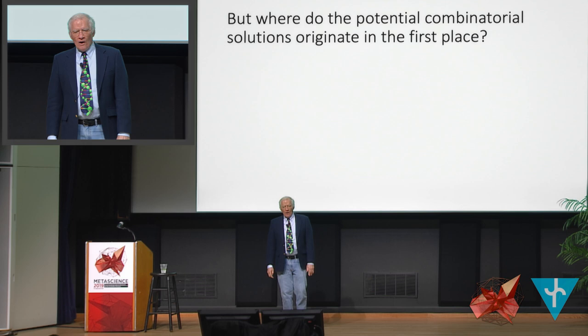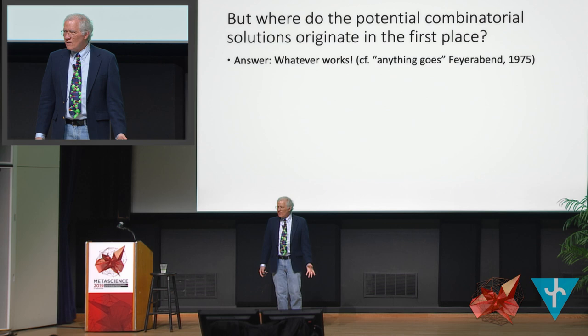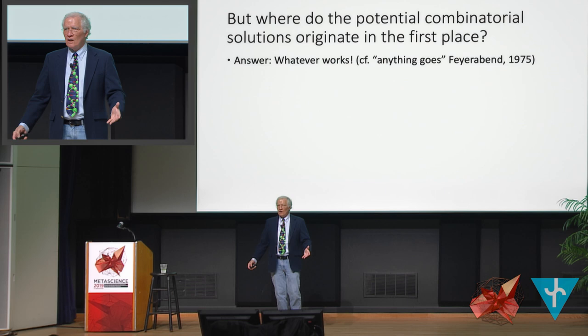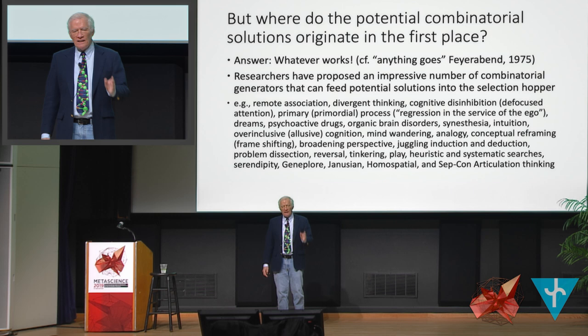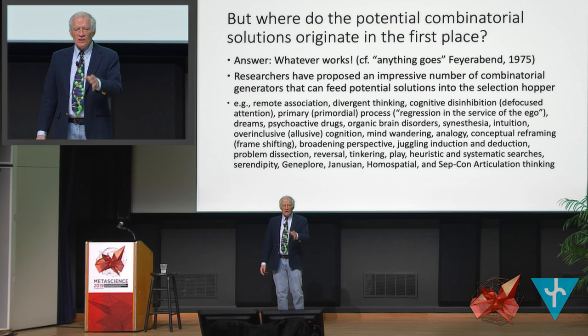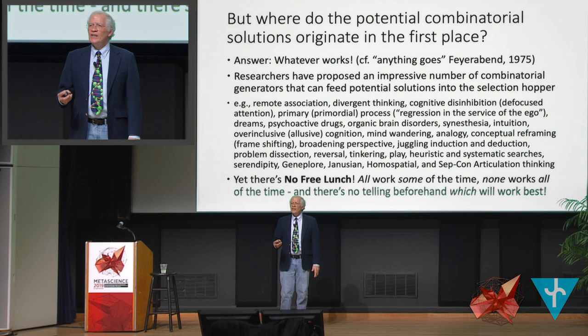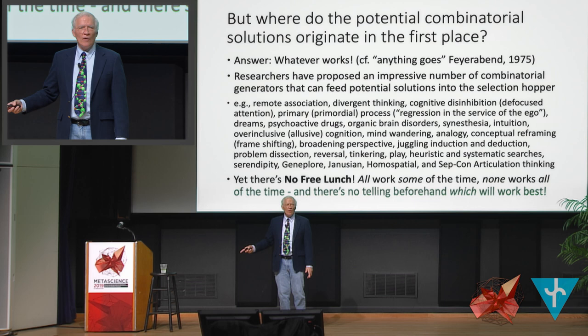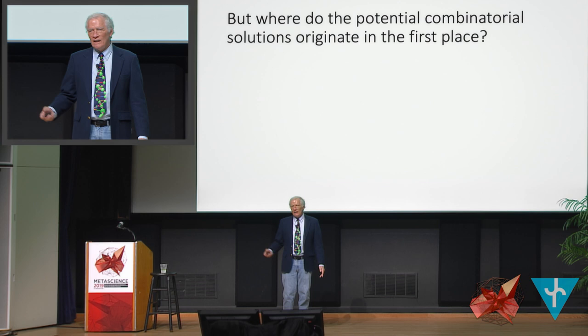Okay, but then you're probably asking, where do these potential combinatorial solutions originate in the first place? The answer is whatever works, okay? Some of you may know Feyerabend in Against Method talked about anything goes. Researchers have proposed an impressive number of combinatorial generators that can feed potential solutions into the selection hopper. Remote association, divergent thinking, cognitive disinhibition, and so on. Janusian, homospatial, and stepwise articulation thinking. Now, I'll leave the stuff in between as a homework assignment, okay? What do you use? There's no free lunch. Some of you may have heard of the no free lunch theorems. All work some of the time. We know that, it's been documented. None works all the time. And there's no telling beforehand which will work best. Okay, you're stuck. That's again another reason why creativity is hard.